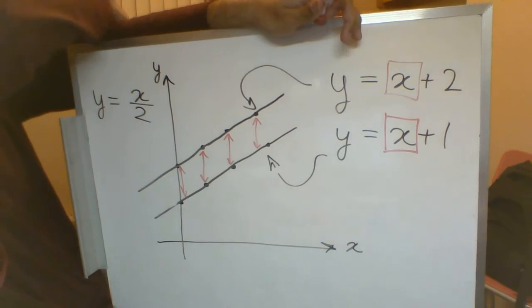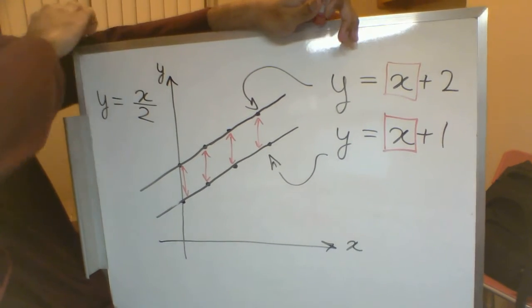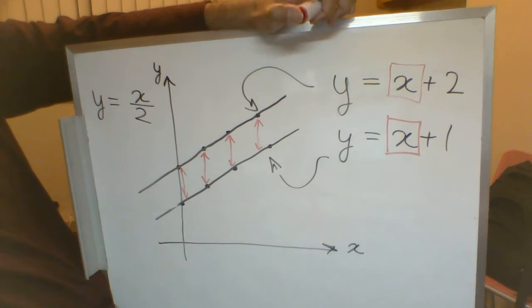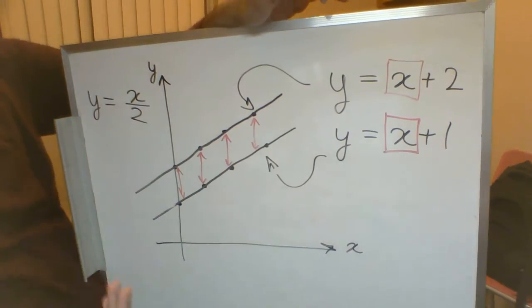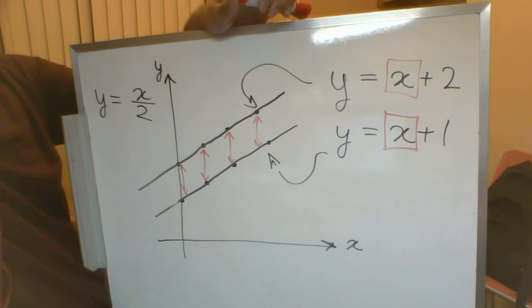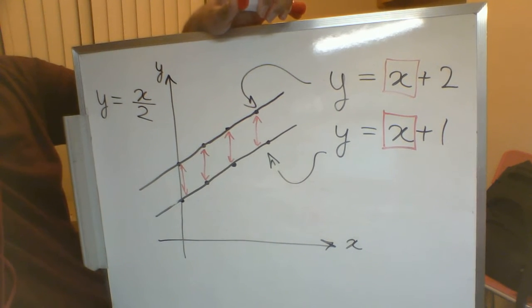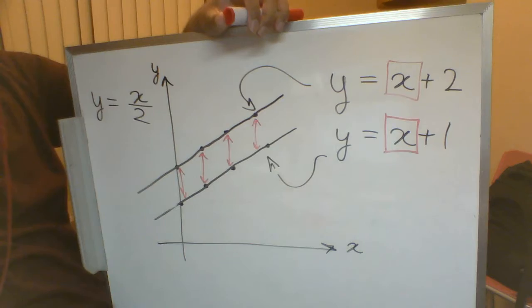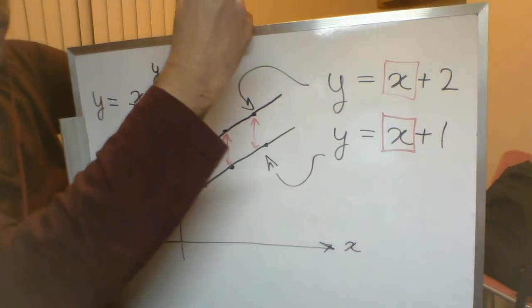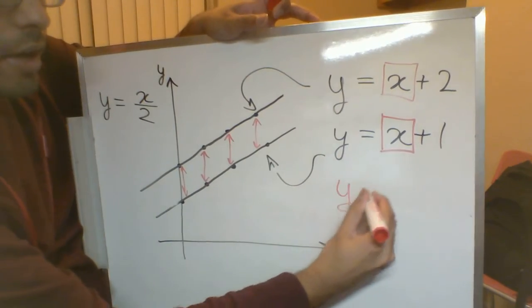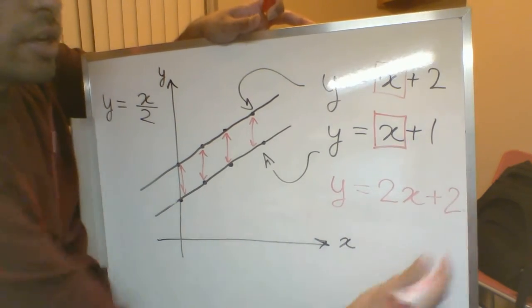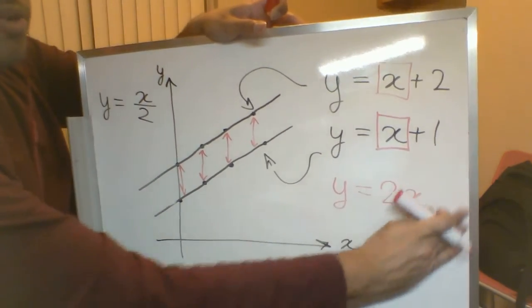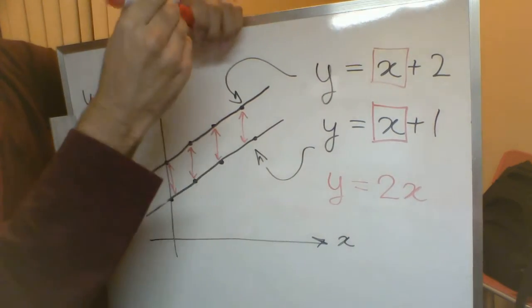So what we're going to do this time is explore what happens if you multiply x by something, or if you divide x by something. So if we did, instead of y equals x plus 2, what if we did y equals 2x plus 2? And you know what, we won't even worry about the plus 2 right now. What if we did something like y equals 2x?